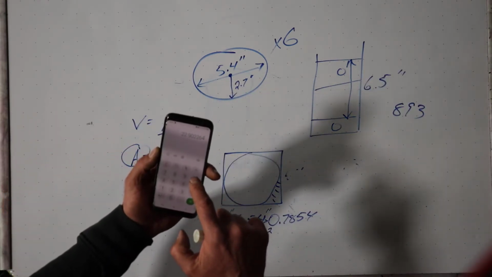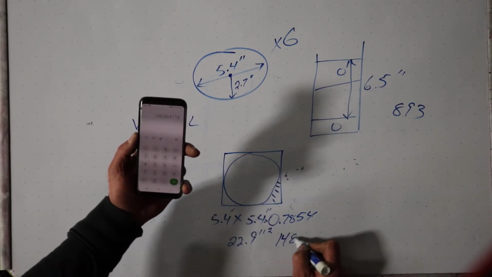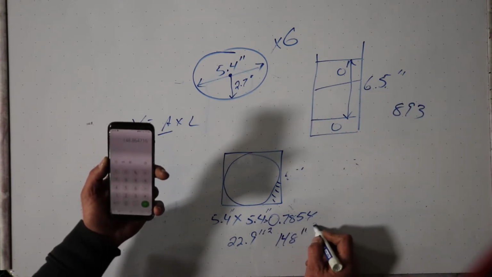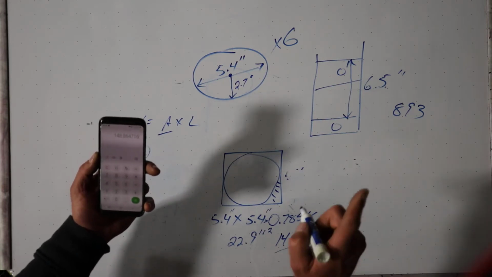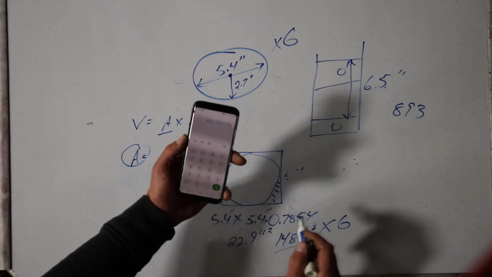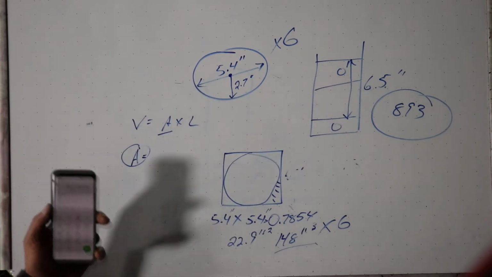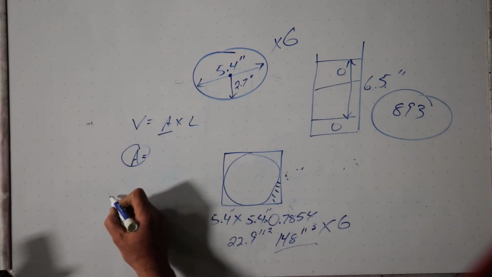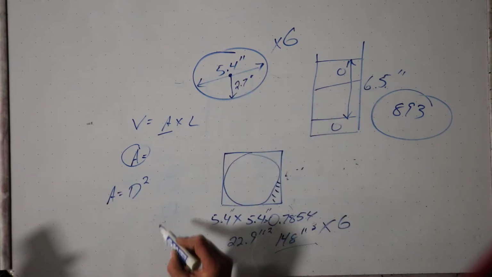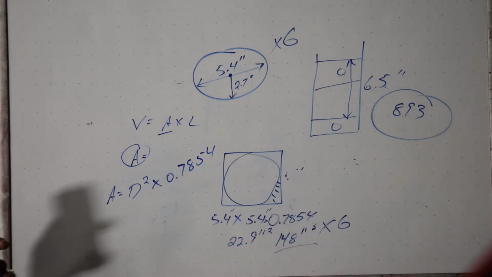Times it by the length, times the 6.5 inch stroke, 148. So that is inches squared times another inch, so that'll be inches cubed. That number should look familiar. That's for one cylinder. Times it by the number of cylinders, times 6 equals 893 cubic inches. So you get the same number no matter which way you do it. A lot of mechanics like area equals diameter squared, so then they don't have to divide, times 0.7854.